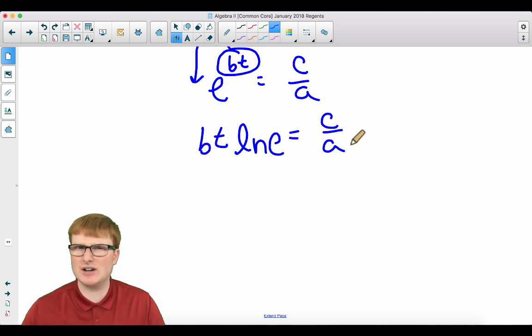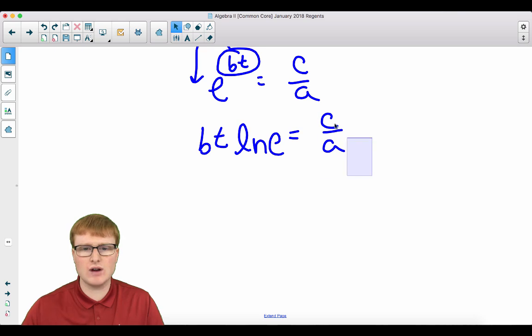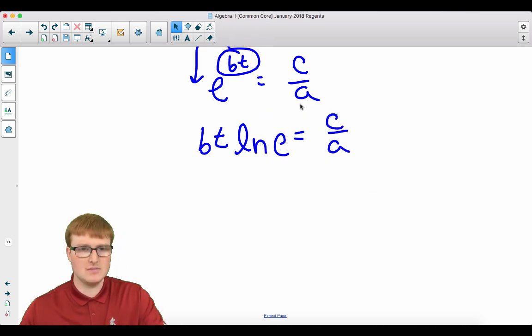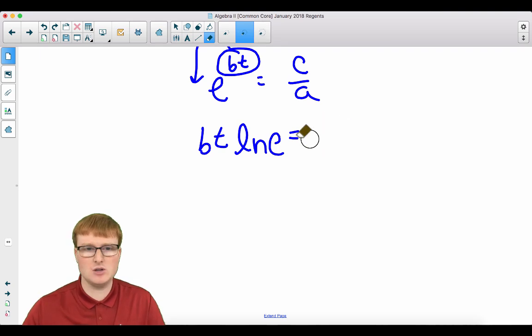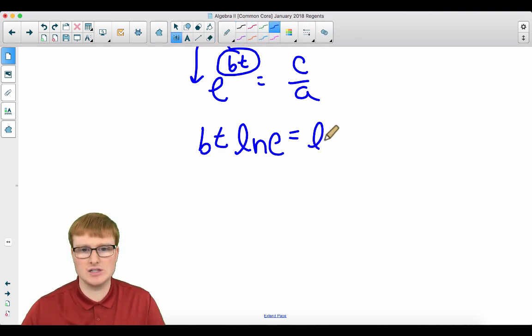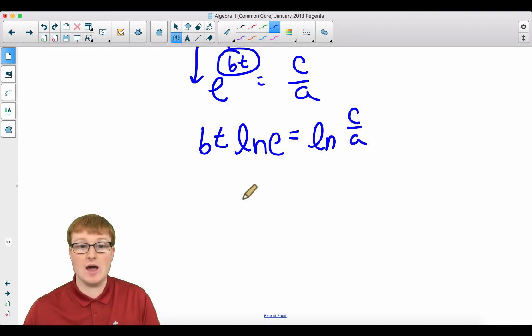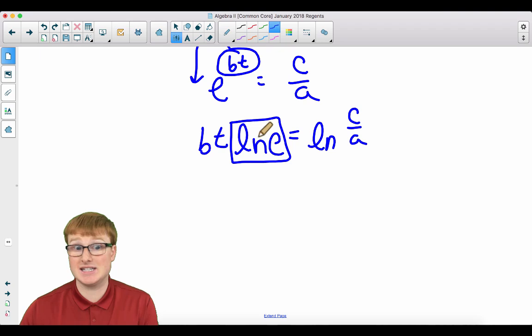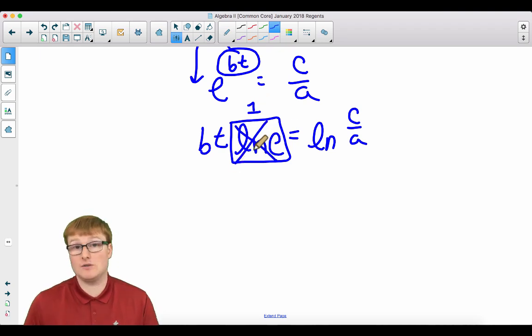But is that technically correct? No, it's not, because you need to write ln in front of this too. The reason why is what you do to one side of the equation, you must do to the other side of the equation. So this is technically the natural log of c divided by A, right? So now let's go ahead and solve for T. Well, the natural log of e, it's actually nice to cancel. Cancel out, and we get that to be 1, because the natural log of e is 1.